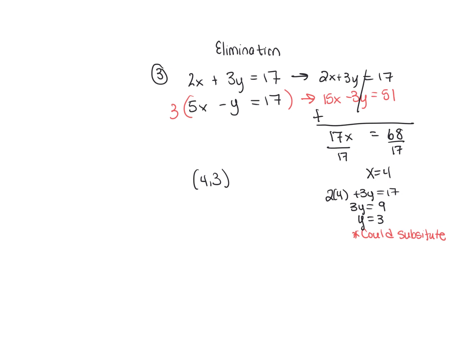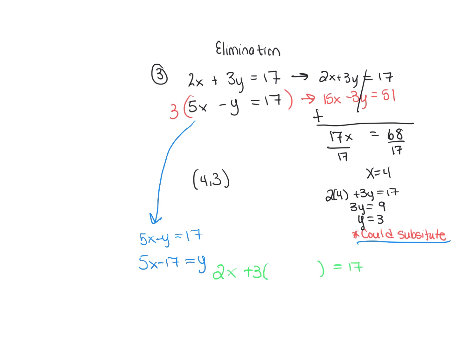substitution. So I was going to do substitution. I'm going to take the bottom equation. I'm going to solve for y. So 5x minus y equals 17. I'm going to add the y over and subtract the 17 the other way. So 5x minus 17 equals y. And then I'm going to substitute that into the other equation. So my other equation said 2x plus 3 times stuff equals 17. And that stuff I'm going to plug in as y. Y equals 5x minus 17.